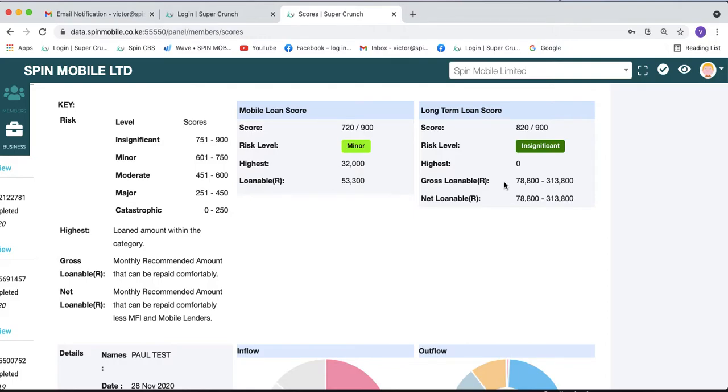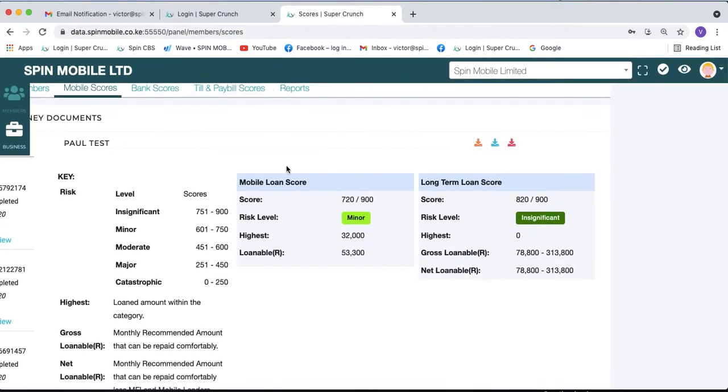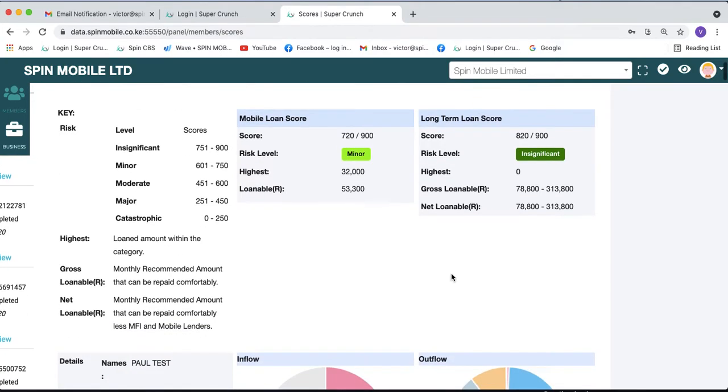And again, a risk matrix of what profile this particular individual has in terms of risk and ability to repay the loan. So all these are important for quick loan appraisals and decision making in terms of whether to lend to this individual or not.